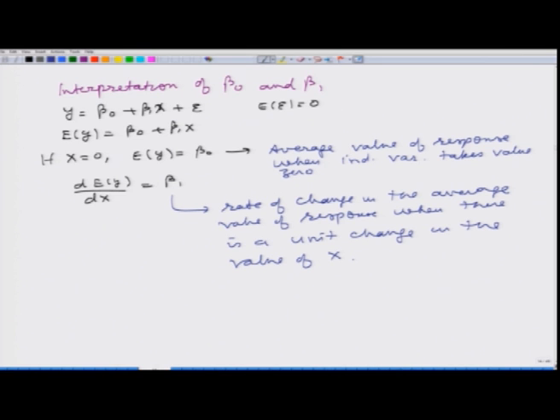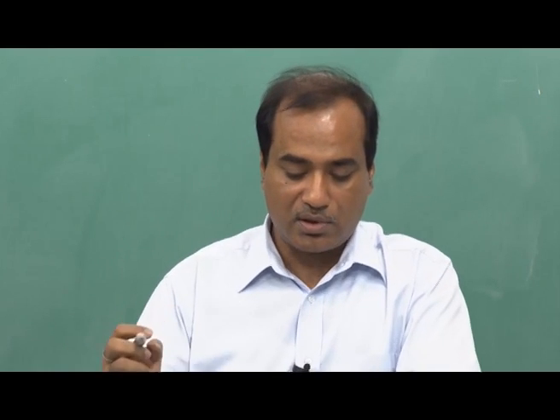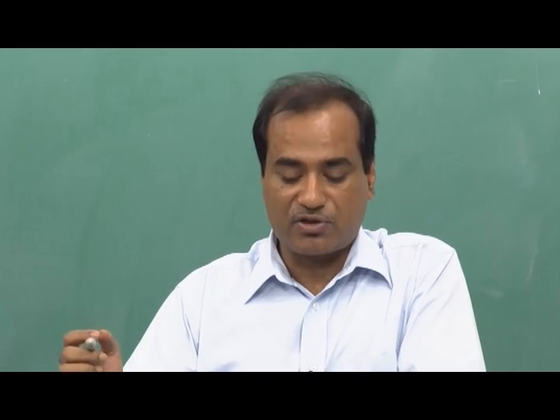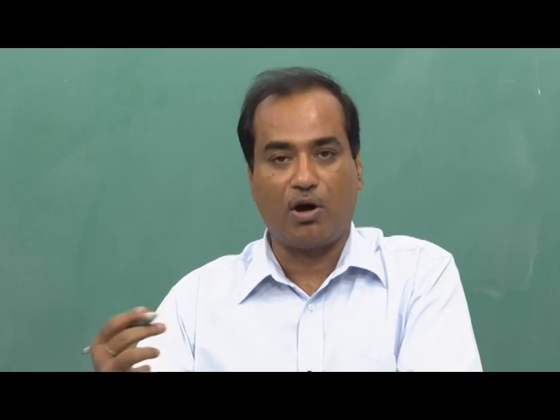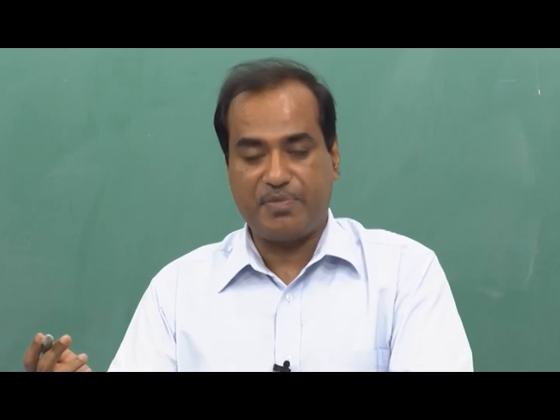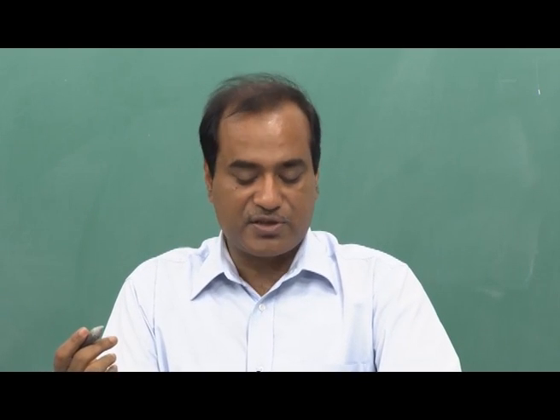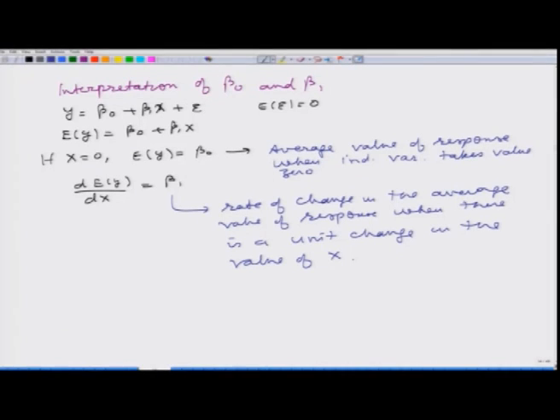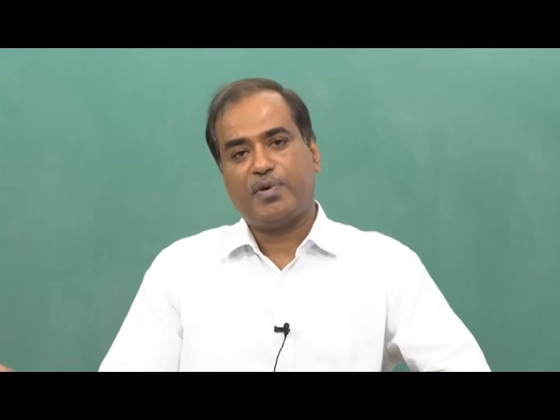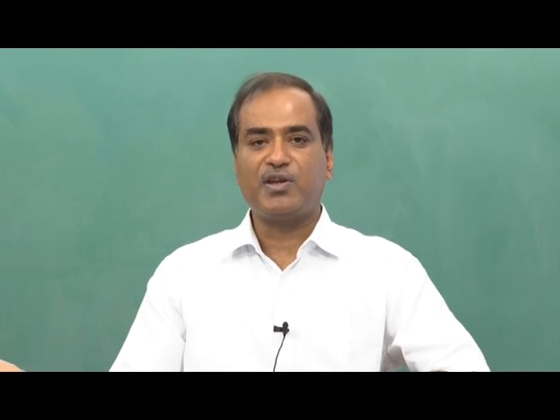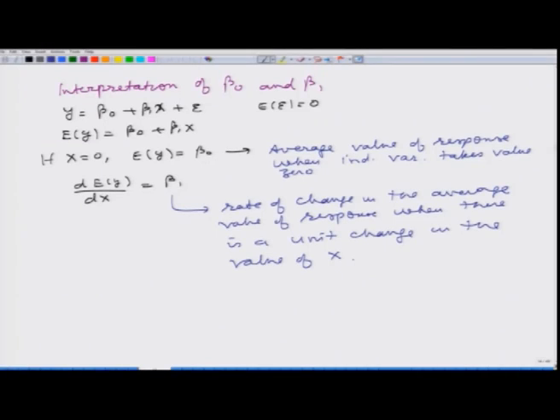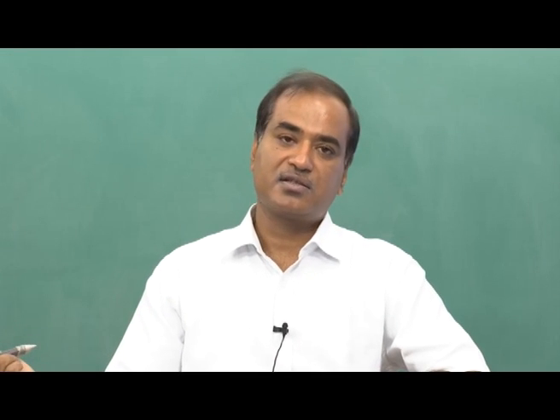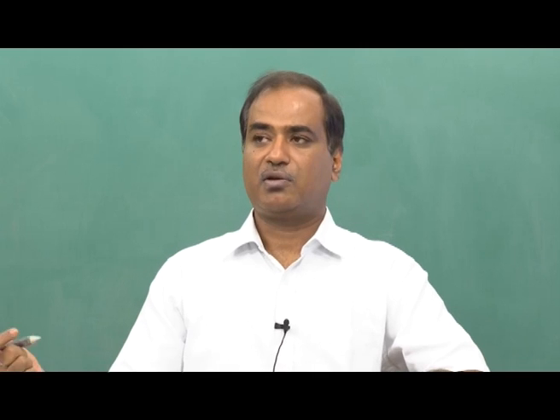So, this is how we interpret the values of beta 0 and beta 1 in linear regression modeling. Beta 0 is simply the average value of y when x takes value 0, and beta 1 is the slope of the line, which is measured by the first derivative of the average value of y with respect to x. Okay, so now we stop here, and in the next lecture I will explain how to estimate these parameters using two techniques. One is ordinary least squares estimation and another is maximum likelihood estimation, right. Till then, goodbye.